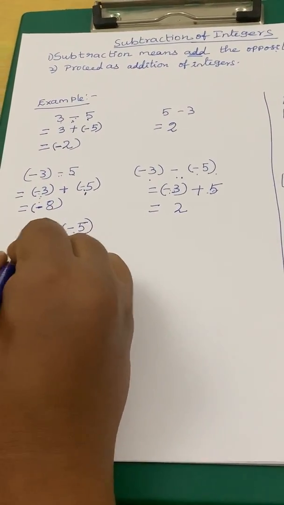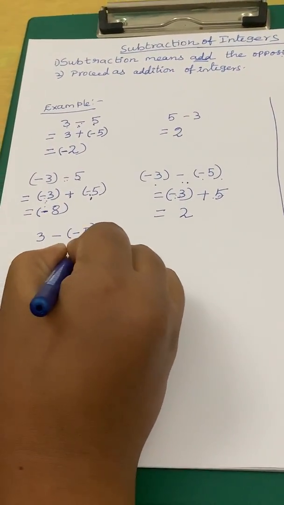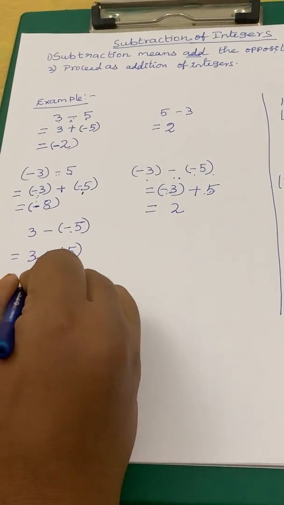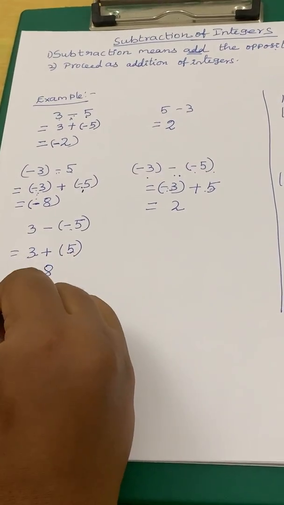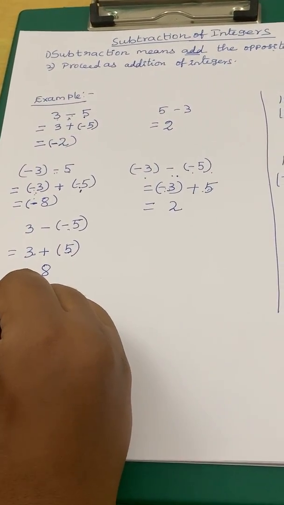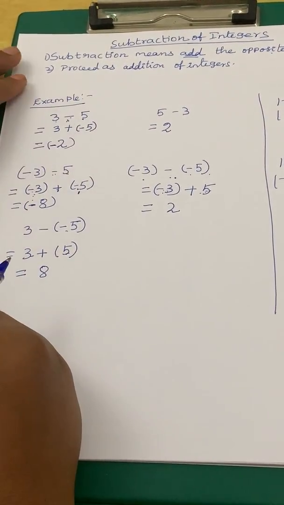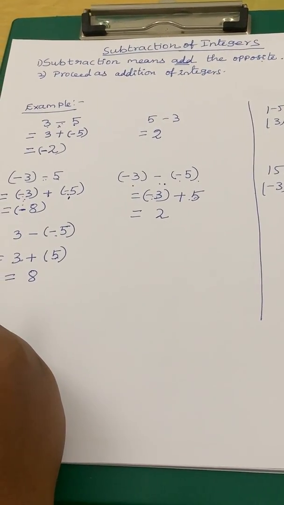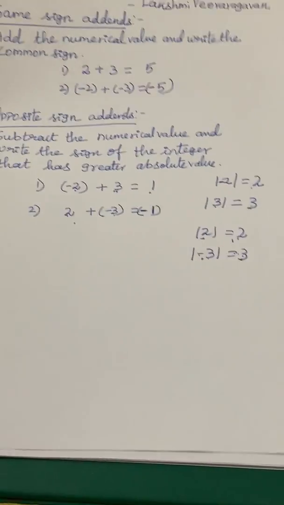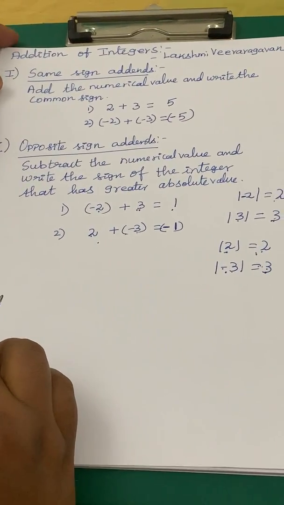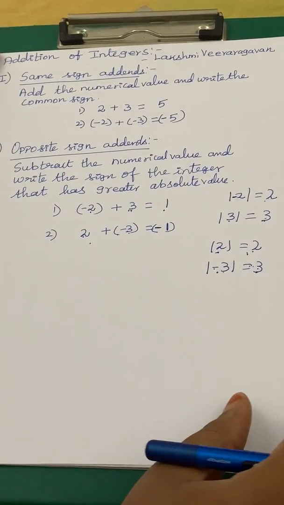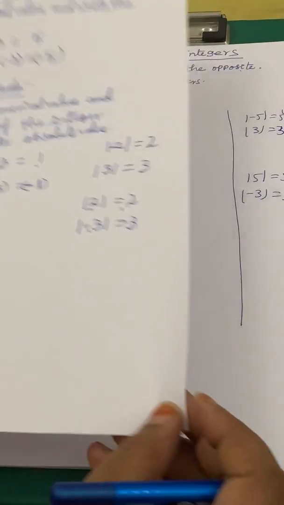Now in this last case, we have to rewrite the problem as add the opposite. Here both the integers are positive, hence our result is positive. From this we can conclude that subtraction means add the opposite and proceed as addition of integers. The addition of integers has two basic rules. Same sign addends: add the numerical value and write the common sign. Opposite sign integers: subtract the numerical value and write the sign of the integer that has greater absolute value.